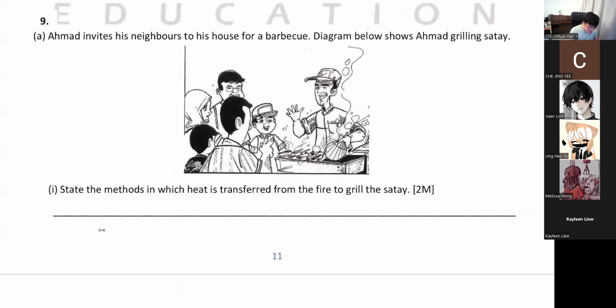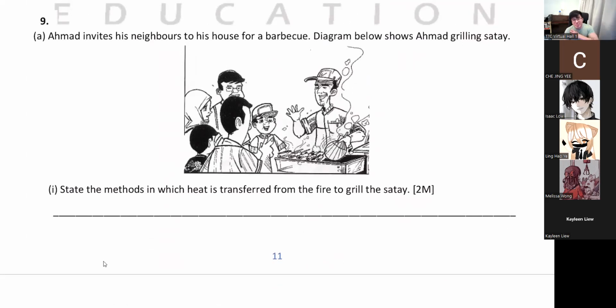So guys, before we proceed, shall we jump to the exercise first? Today I want to start with page 11. Guys, I want to go to the exercise first, because this is very important for your exam.